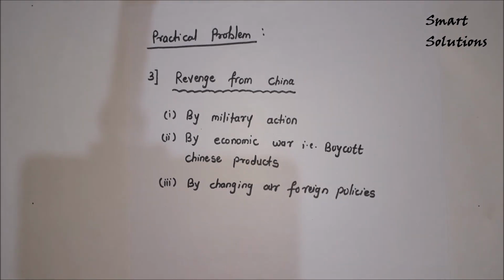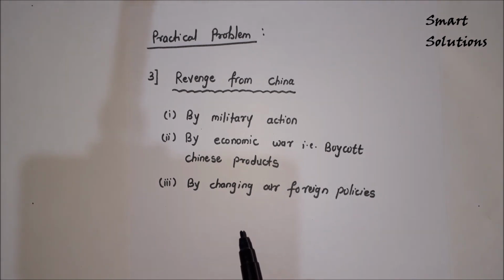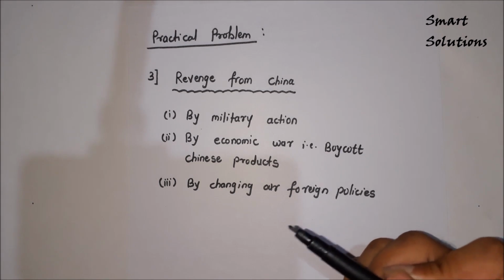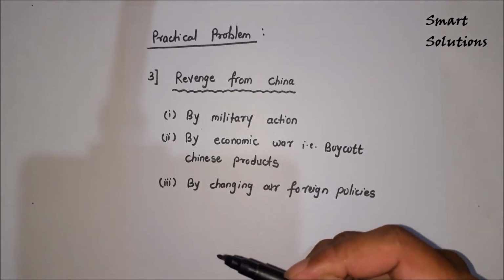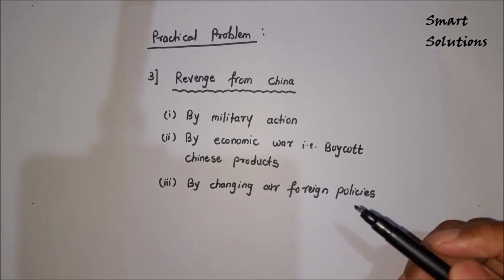So the third option we have got is by changing our foreign policies, that till the date how we were behaving with our neighbors, or say foreign countries. So we have to change our way of behavior.